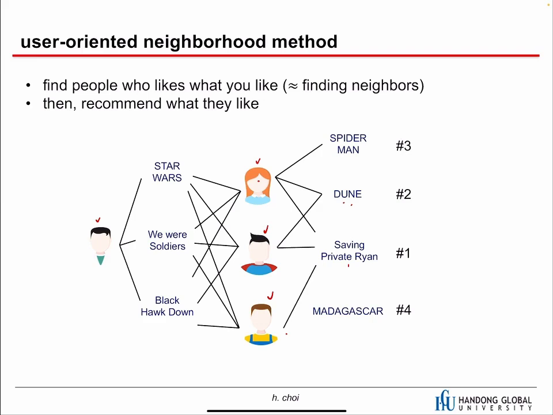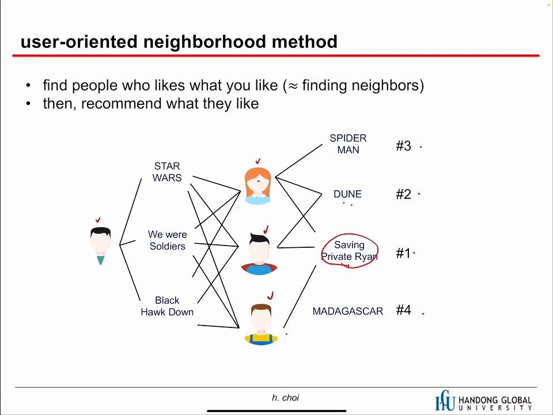And so when we recommend what they like the most, in this figure, they like Saving Private Ryan the most. So we recommend this one as the first movie, and this one as the second, third, and fourth. Basically, we find the neighbors and then we check what these neighbors like. Then we recommend the video that the neighbors like the most.